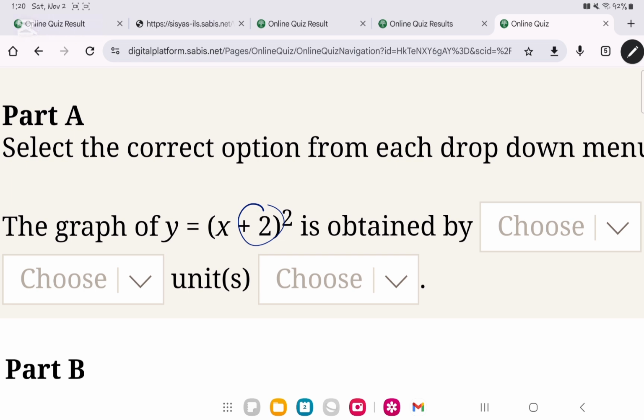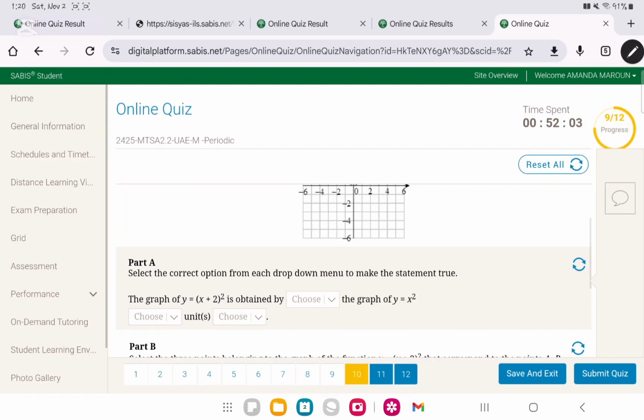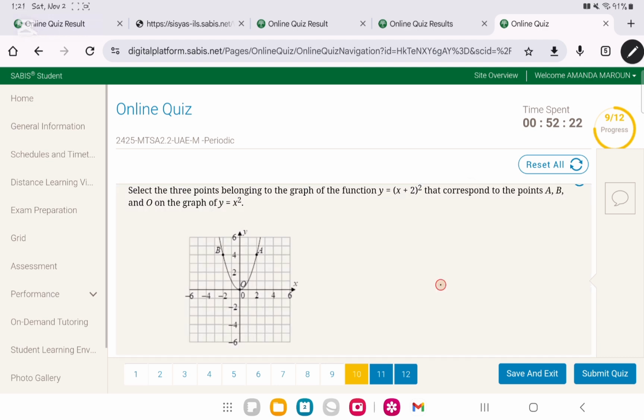If you're adding a number inside of the brackets, then it's going to be either a shift left or right. If it is positive, it is a shift to the left. If it is negative, it is a shift to the right. Here it is positive. So this graph is obtained by shifting the graph of y equals x squared 2 units to the left. Now they told us we need to plot 3 points belonging to the graph of this function.